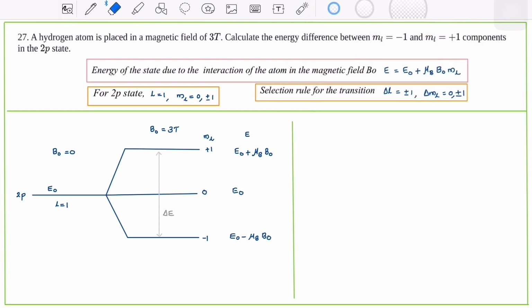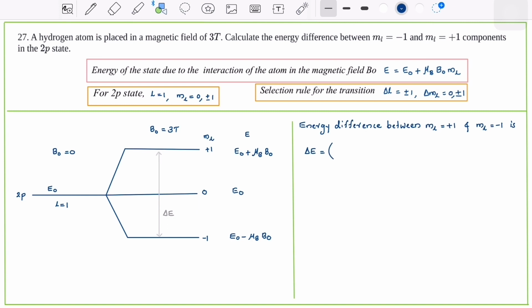The energy difference between ml equal to minus 1 and ml equal to plus 1 components of the 2p state. The energy difference between ml equal to plus 1 and ml equal to minus 1 is delta E. Delta E is equal to the initial energy minus final energy, that is E0 plus mu_B B0 minus E0 minus mu_B B0, and that is equal to 2 mu_B B0.